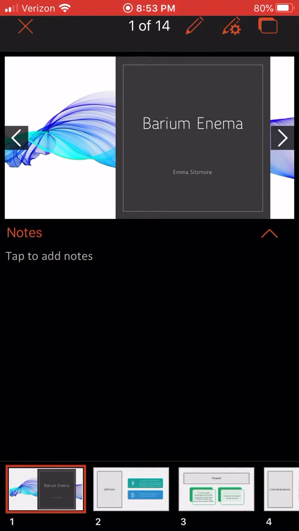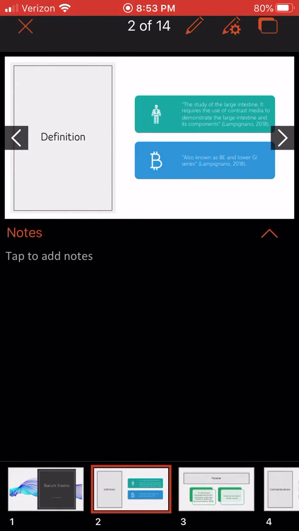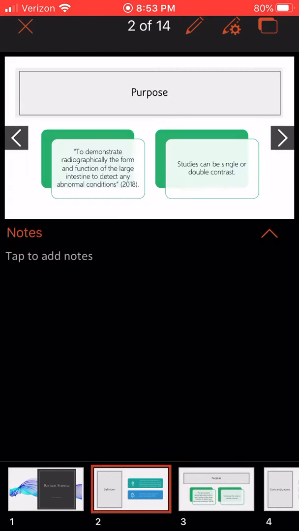Today we are going to be talking about the barium enema. The definition of a barium enema is the study of the large intestine. It requires the use of contrast media to demonstrate the large intestine and its components. It is also known as BE and lower GI series.